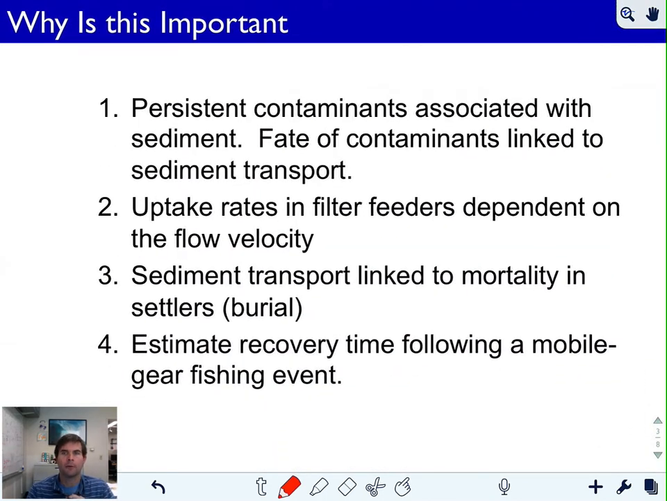Why are we going to study these? Well, we have a lot of contaminants that get trapped in the sediment, and Bedford Harbor is a classic example of this. And the fate of the contaminants is linked to the transport of sediment in and out of, say, an estuary or a harbor.